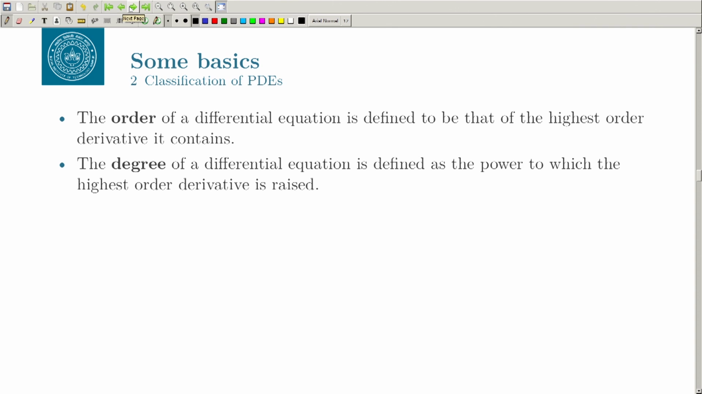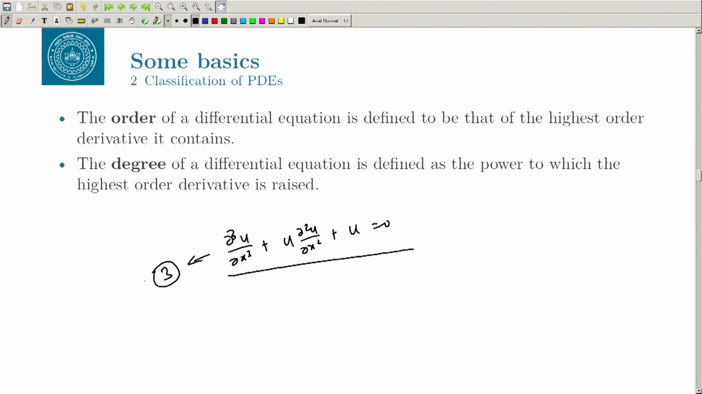So, before going into the ODE, PDE or even other things, let us have some basics. First is the order of the differential equation. So, the order of the differential equation is basically defined to be that of the highest order derivative it contains. So, let us say you have a function ∂³q/∂x³ plus u ∂²u/∂x² plus u equal to 0, something like that. Okay. So, the order of this is 3, yeah, this is a third order differential equation, right.